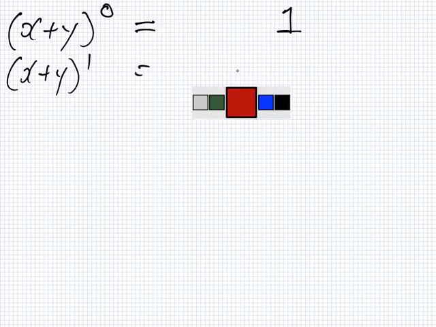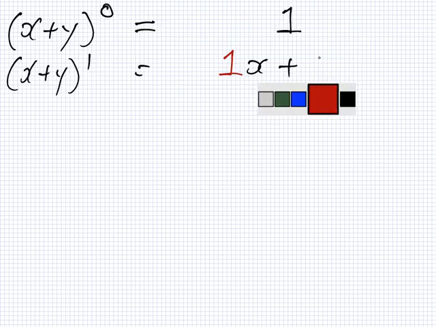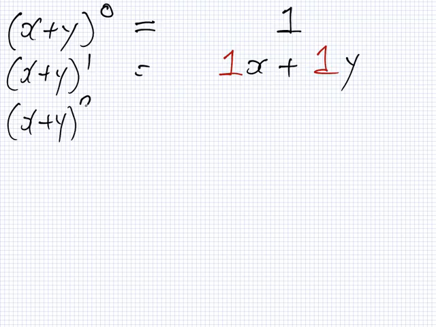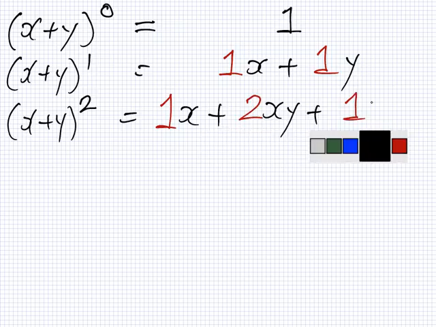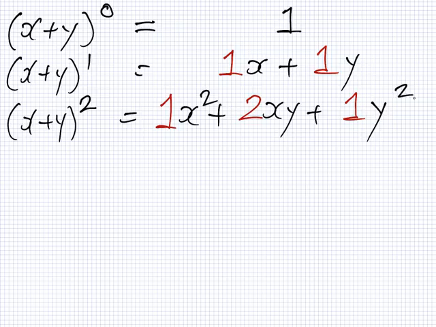So if I say x plus y power 0, does anyone know what this is? 1. It's 1, yeah. And if I say x plus y power 1, that would be x plus y. It'll be 1x plus 1y. And then x plus y squared, that would be 1x squared plus 2xy plus 1y squared.